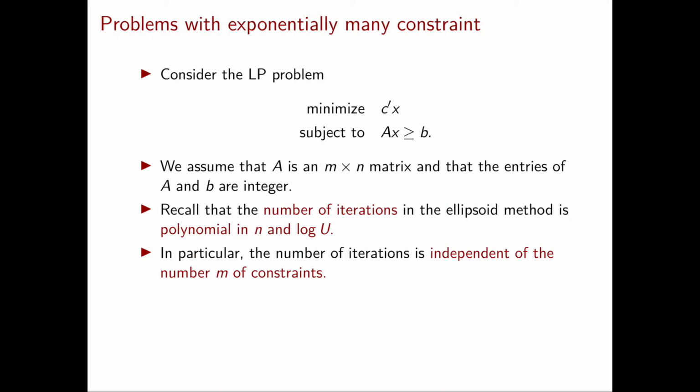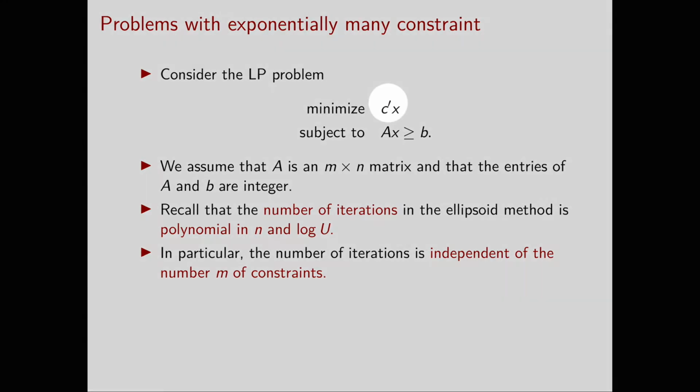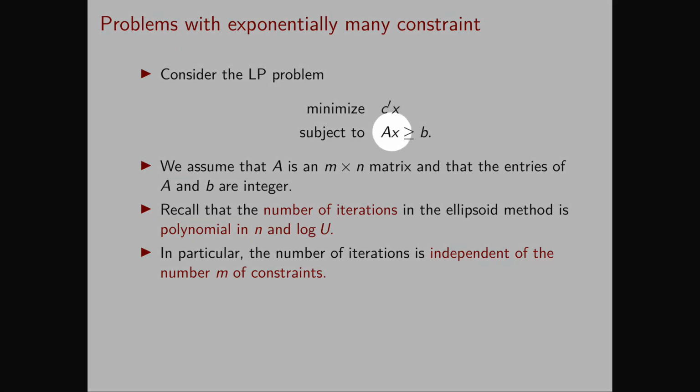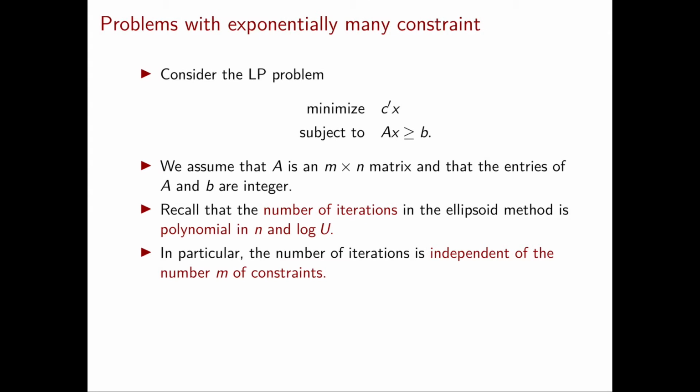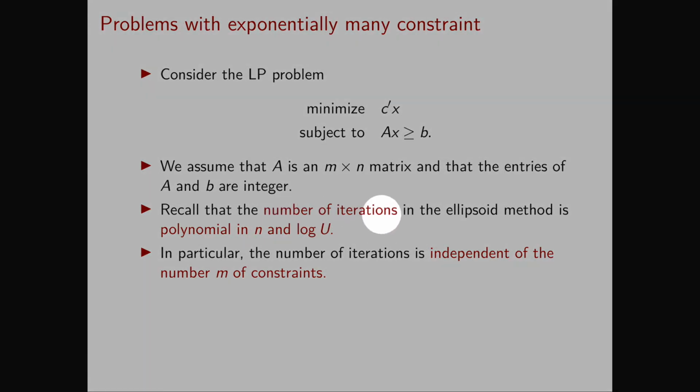As always, we consider the linear programming problem of minimizing c transpose x subject to Ax greater than or equal to b. We assume that the dimension of A is m times n, and without loss of generality, that the entries of A and b are integer. Now we know that the ellipsoid method is able to solve this linear programming problem in a number of iterations that is polynomial in n and log u.